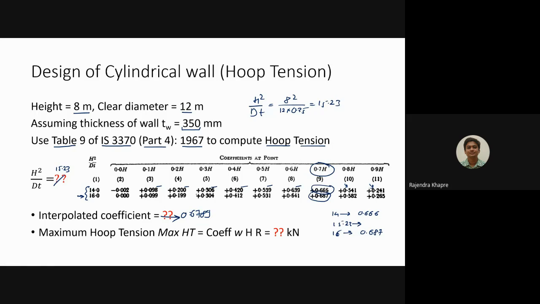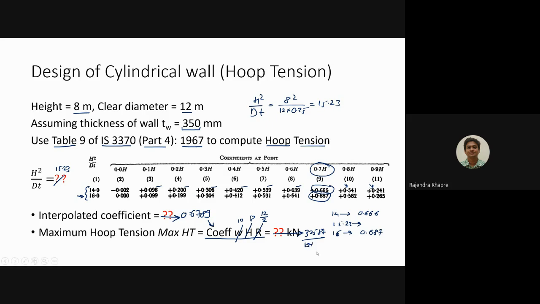equation which is given in the IS code is concerned, the maximum hoop tension can be calculated by a simple expression, that is coefficient into W into H into R, where this coefficient is the interpolated coefficient, that is 0.6789. W is the density of the water, which is 10, the height of the water is 8, and the radius is the diameter 12 divided by 2. Okay, now how much is the hoop tension? Please somebody tell me the value of hoop tension. 325.87. Okay, this is in kilonewtons.